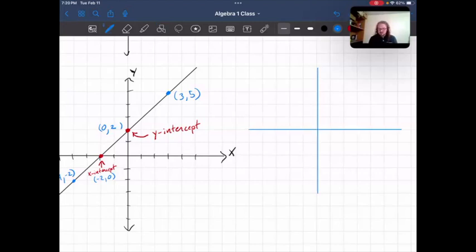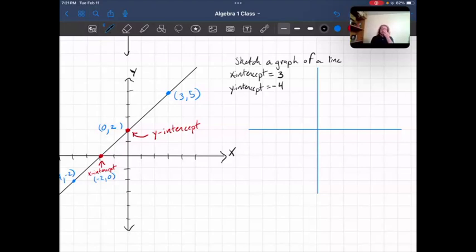And let's pretend that we are given a problem that says to sketch a graph of a line with the x-intercept of 3, the y-intercept of -4. So with those 2 points, I can draw the line.